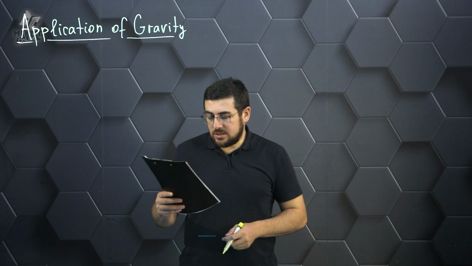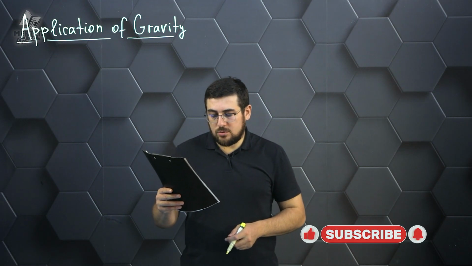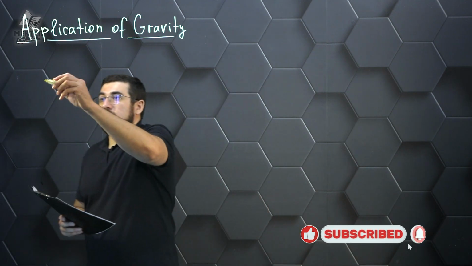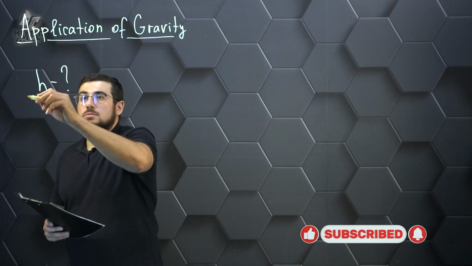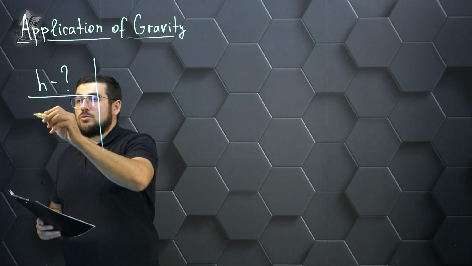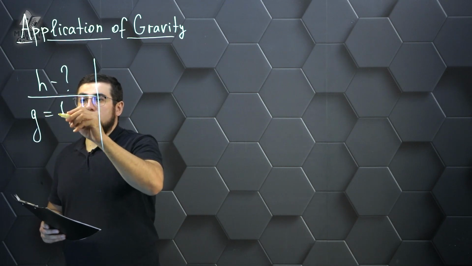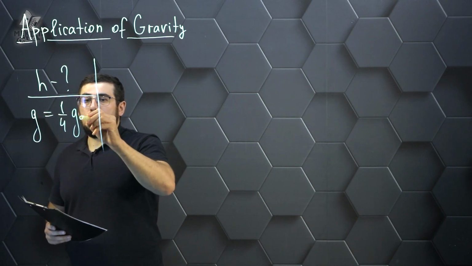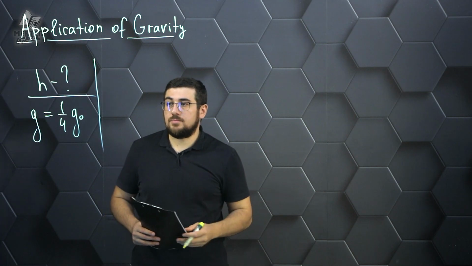Hello, today we are continuing our problem solving on the topic of the laws of gravity, and we will consider the following question. At what height above the Earth's surface is the acceleration of free fall equal to 1/4 of the acceleration at the surface? So we need to find a certain altitude at which the acceleration is 1/4 of the acceleration at the surface of the Earth.